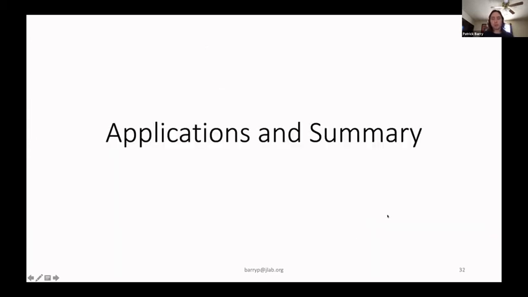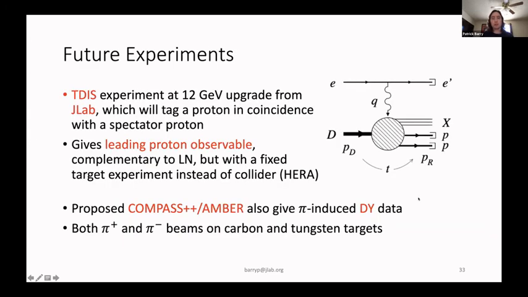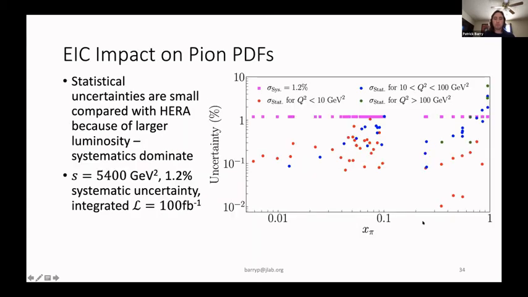So let me just quickly go into some applications and summarize my work here. So we're really looking forward to the new future experiments, such as the TDIS experiment at JLab, which is complementary to the HERA leading neutron experiment, which will give some leading proton observable, as well as we're looking forward to the COMPASS++/AMBER results, which will have some Pion-induced Drell-Yan data. Additionally, we can look forward to the EIC. And so there was this ongoing effort for the yellow report. And one of the things that we looked at was the impact on the Pion PDFs.